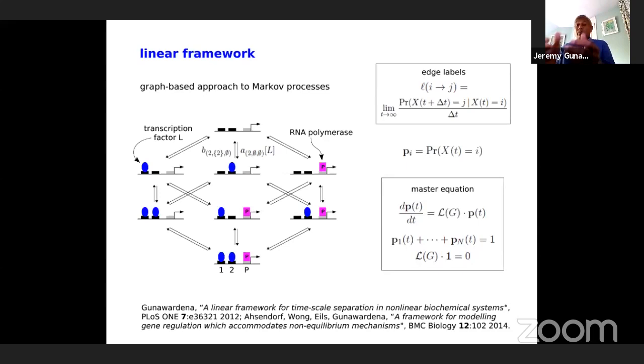And let me not get into too many of the details here. I'm very happy to spell this out at the end if anybody is interested, but you can go to the papers and read all this. I just wanted to explain the graph and explain the connection to the Markov processes.